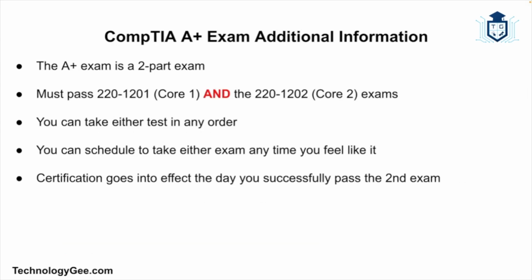Also, as a side note, understand that the CompTIA A Plus certification is a 2-part exam. You must pass the 220-1201, which is also known as the hardware test or core 1, and you have to pass the 220-1202, which is known as the software test or core 2, in order to be awarded the CompTIA A Plus certification. Now, you can take either test in any order, and you can schedule the exams days, weeks, or months apart if you like, as long as you pass both exams. When you pass both exams, you will be awarded your CompTIA certification, and that certification will go into effect the day that you successfully pass the second exam.